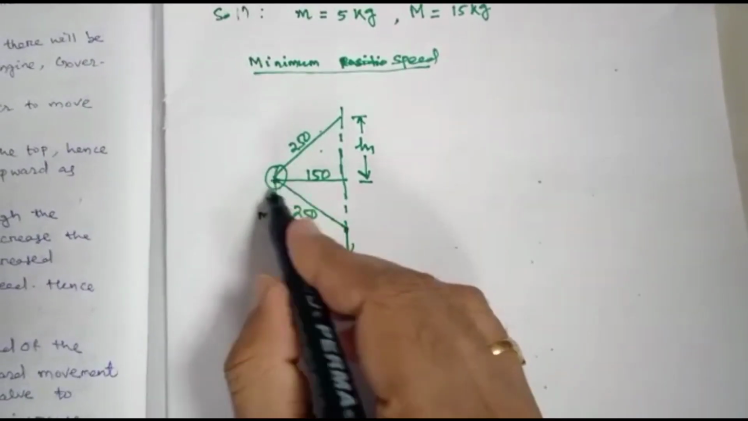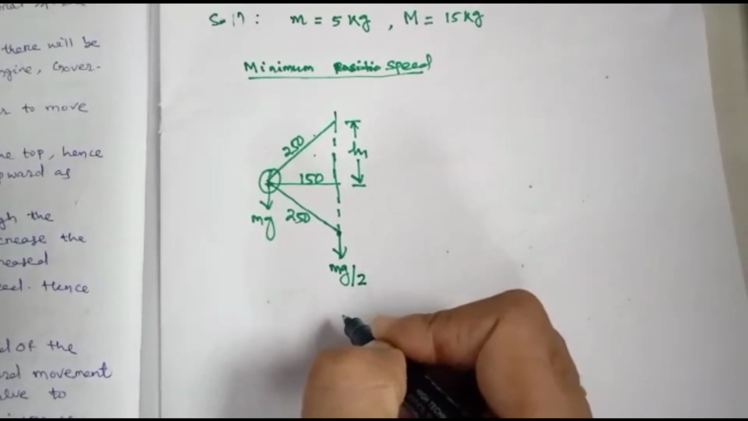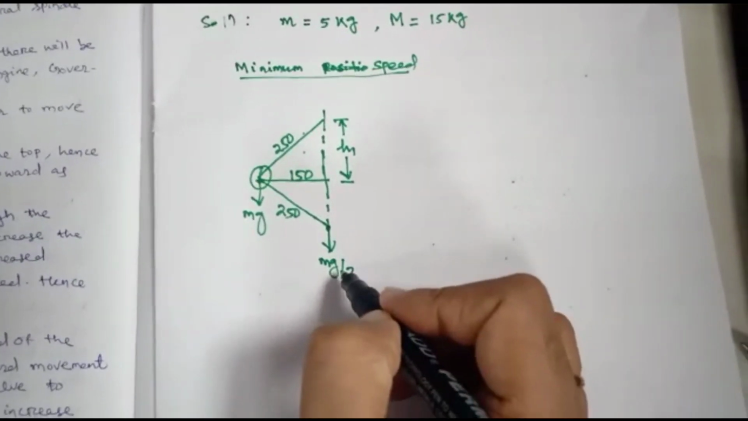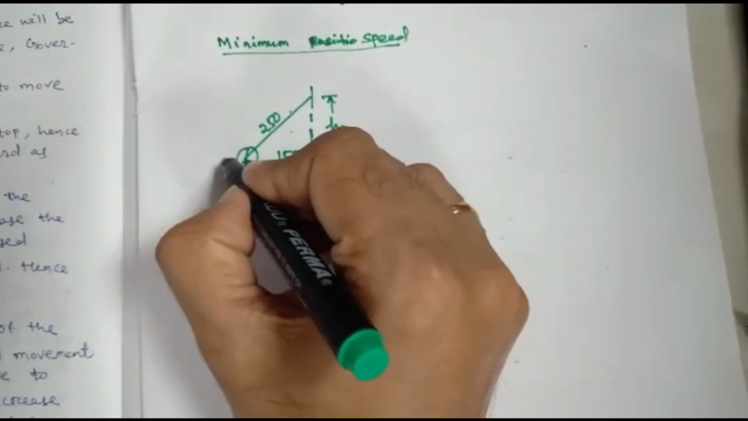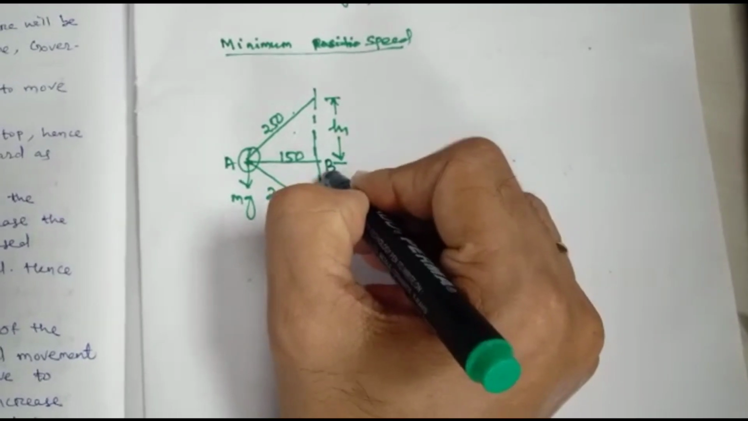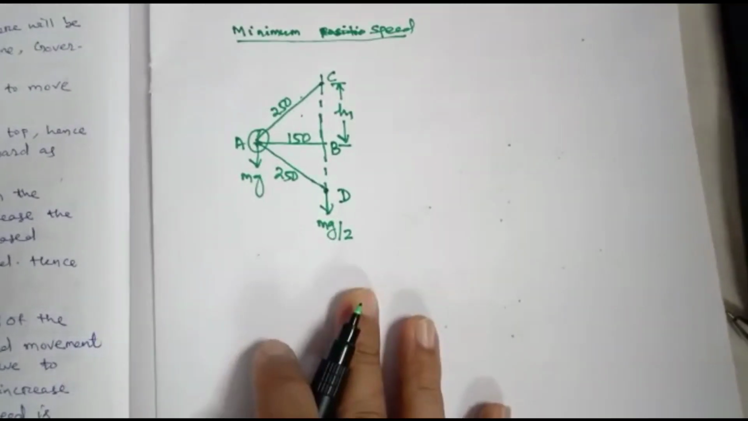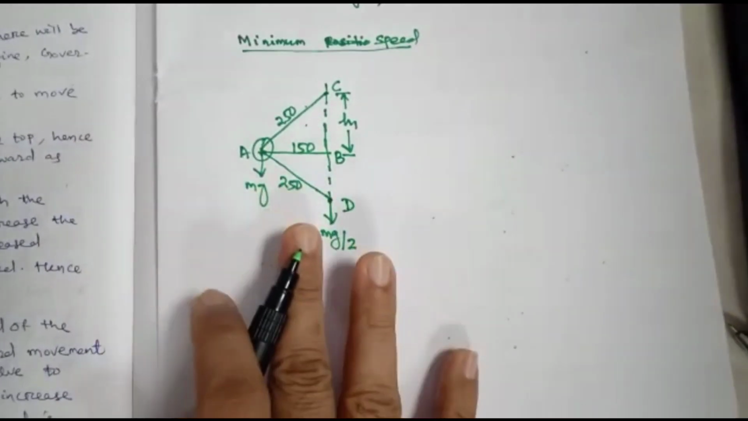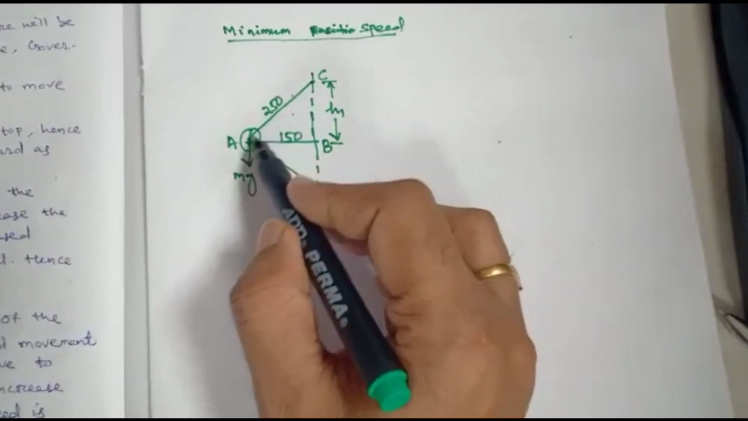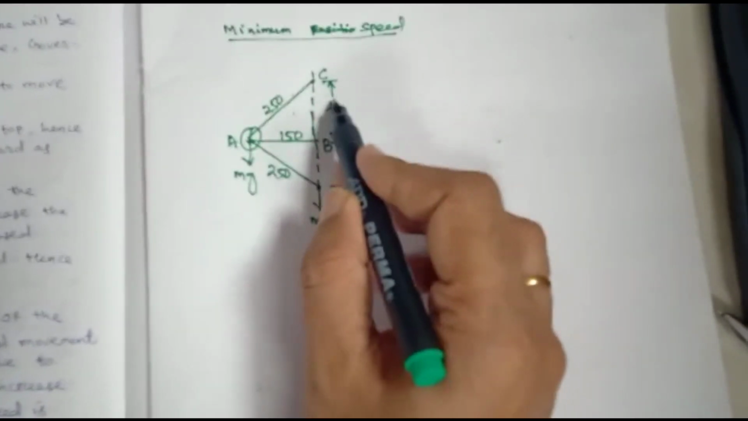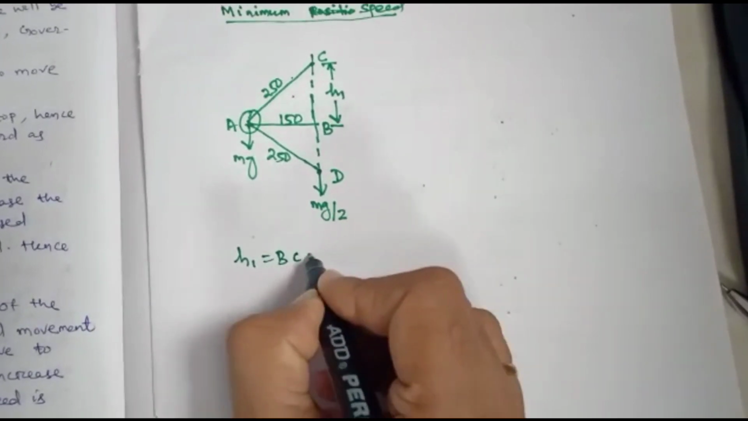Here we are considering one part, so here we will get half of the weight of the ball, mg by 2. Let this be A, B, this point is C, this point is D. For this case we have to find out N1. So how to find out? According to Pythagoras theorem, we can find out H1. H1 is nothing but BC.